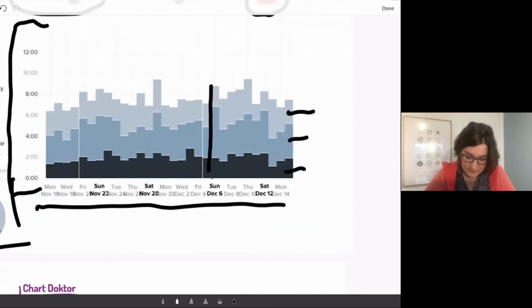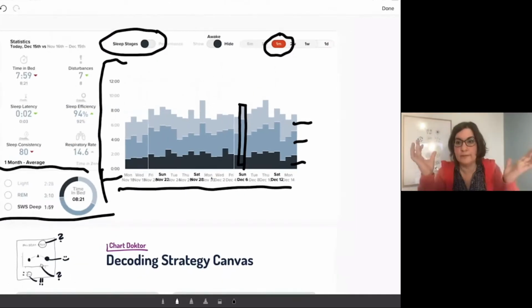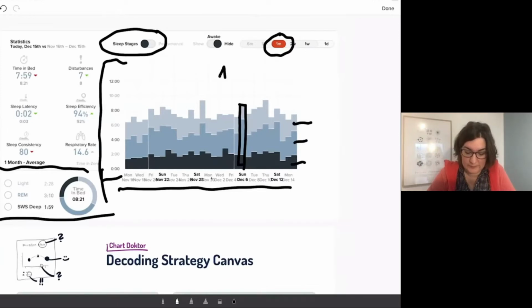Yeah. And one bar represents what? One bar represents one sleep, right? One night's sleep. And I have to decode to understand that then those stacks represent the amount of time I spent in these 3 sleep stages.